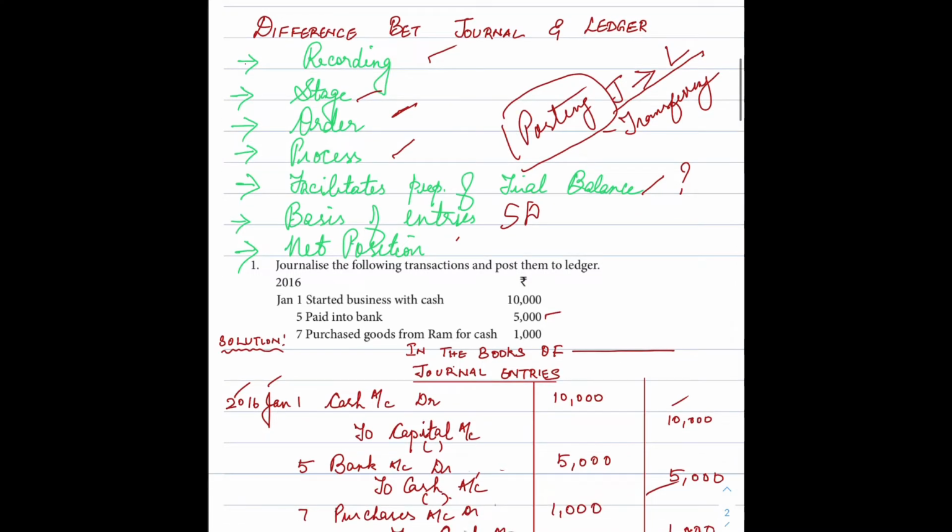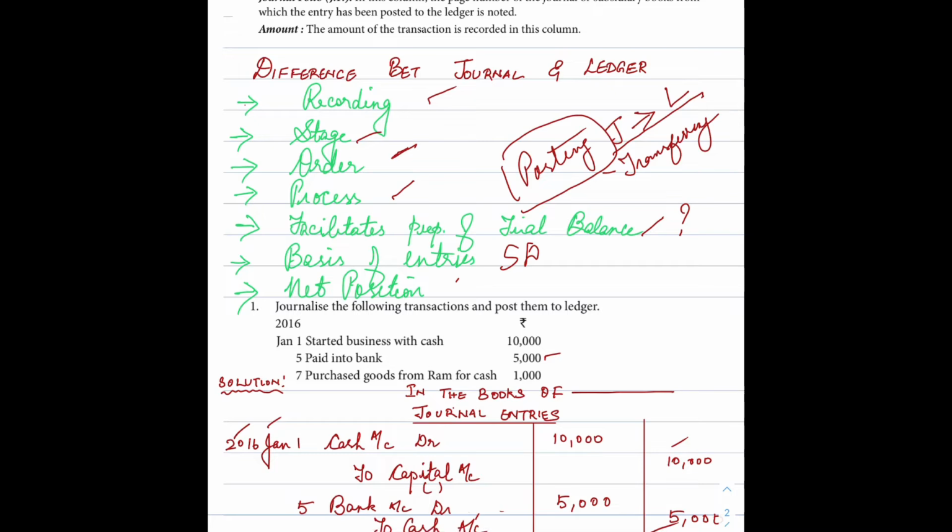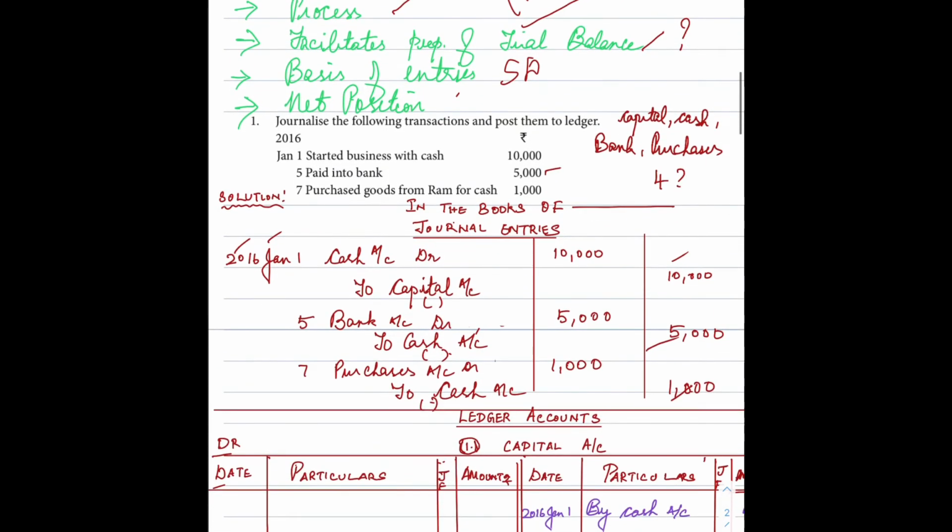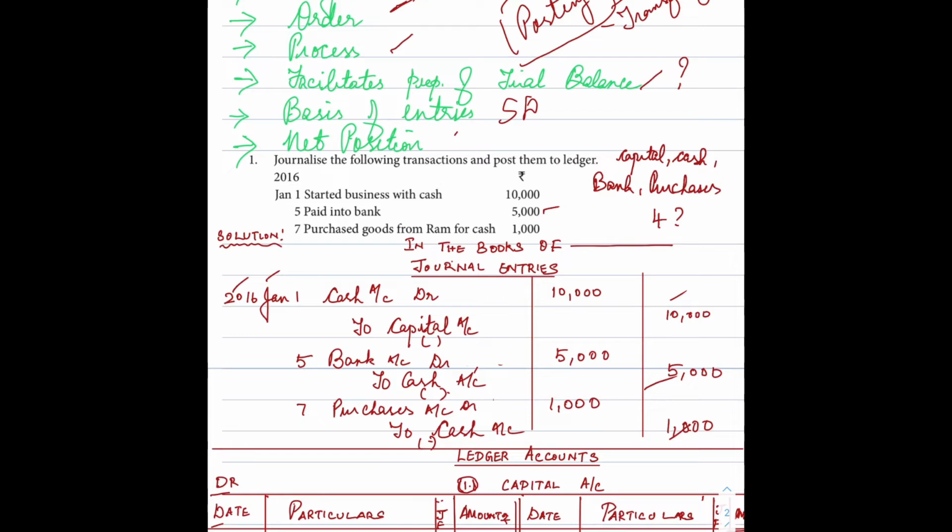Now based on this, we shall see what accounts are involved here. I just write here: capital is there, then you come across cash, then bank, and finally purchases. So how many ledgers are we coming across? You come across 4 ledgers. So we are going to open up 4 ledgers, and we are going to see now. I have just opened the ledger accounts.